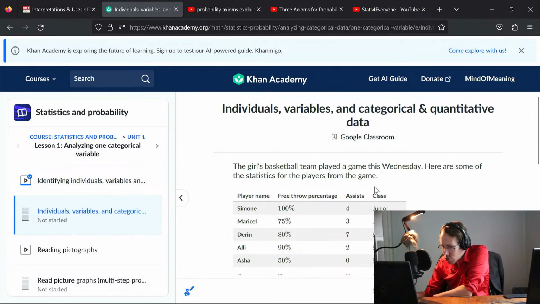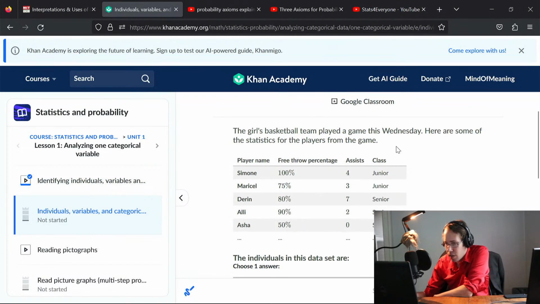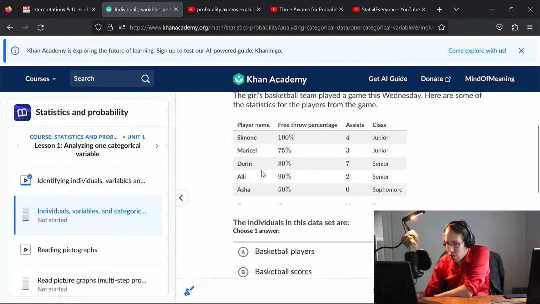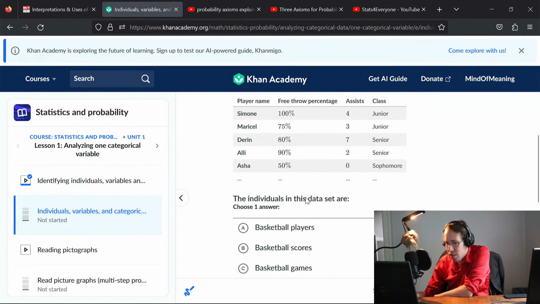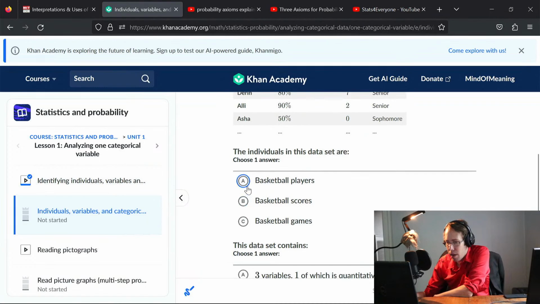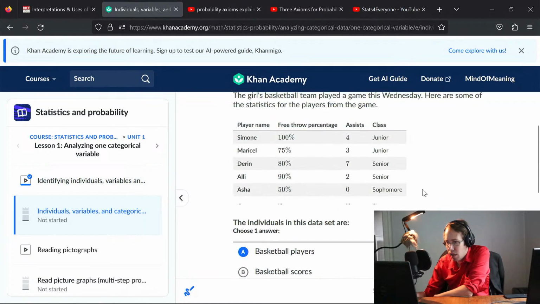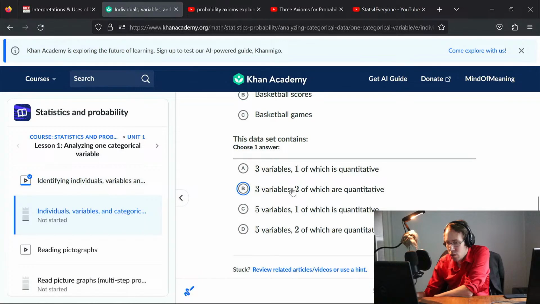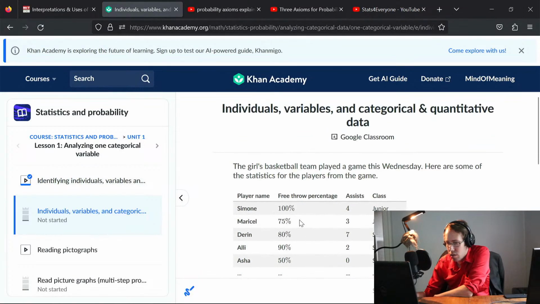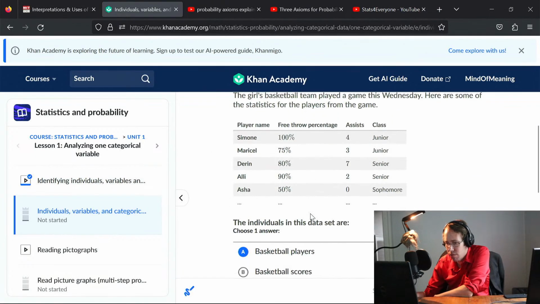Okay, but new stuff. Challenging. The girls' basketball team played a game this Wednesday. Here are some statistics for the players from the game. Player name: Simone, Marisol, Darren, Ali, Asha. Percentages. Asha's really messing up, huh? Assists. Asha, what's wrong with you? Oh, you're a sophomore, that's why. The individuals in this dataset are the basketball players. This dataset contains, we've got class and we've got player name, which are the 2. We've got 4 variables. 5? Why is it saying 5? 1, 2, 3, 4. I'm seeing 4.